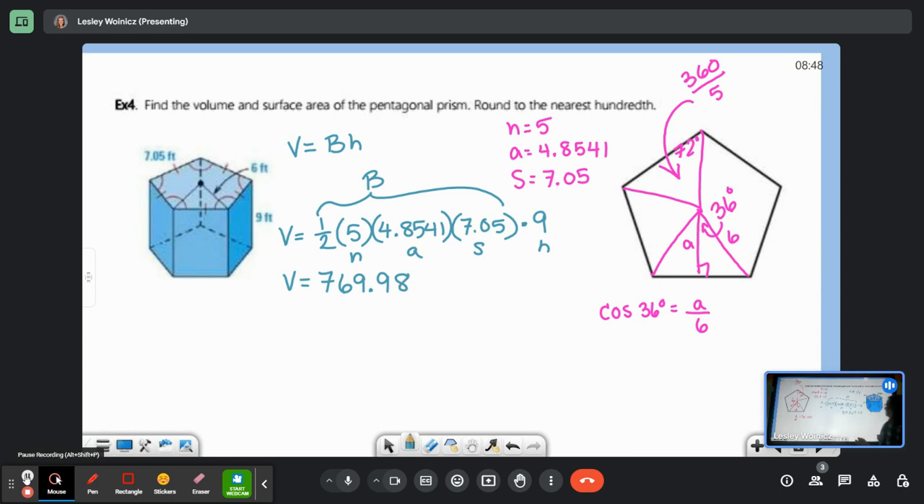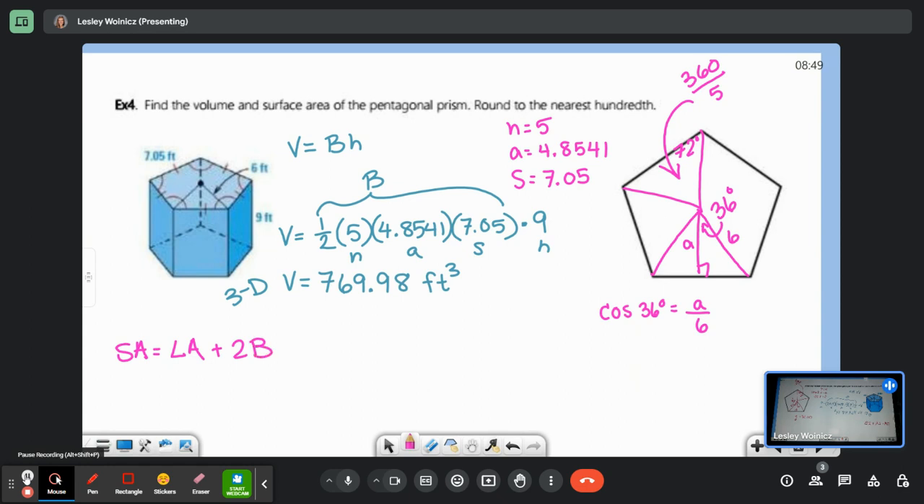Okay, talk to me about the units. Cubic feet, yep, feet cubed. Volume is three-dimensional, so we should have a power of 3 in our units. Okay, let's do the surface area. So our surface area is going to be our lateral area plus how many base areas? Good.